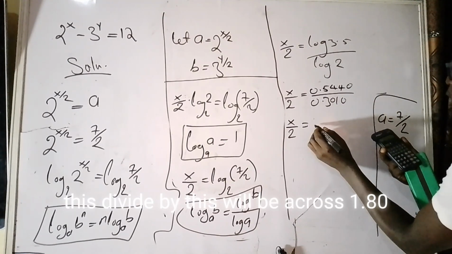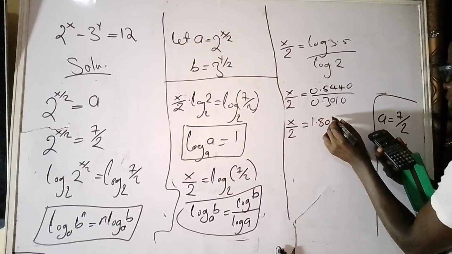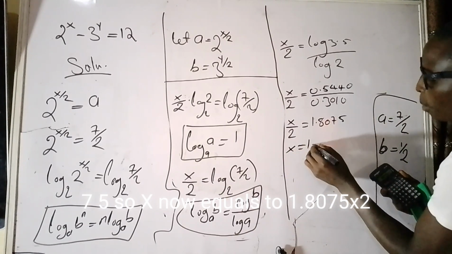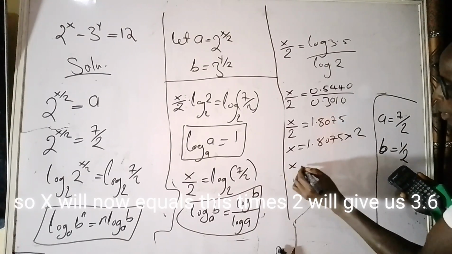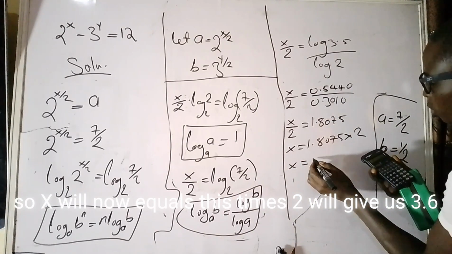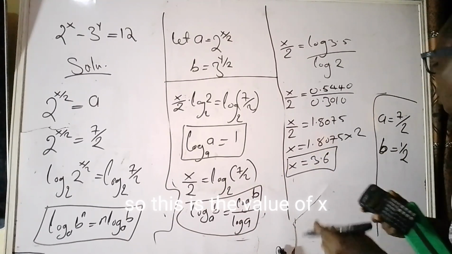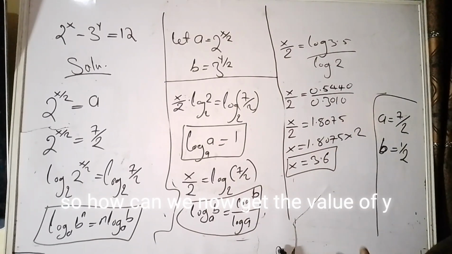So x over 2 is now equals to this divided by this, which will be equals to 1.8075. So x now will be equals to 1.8075 times 2, and this times 2 will give us 3.6. So this is the value of x. So how can we now get the value of y?